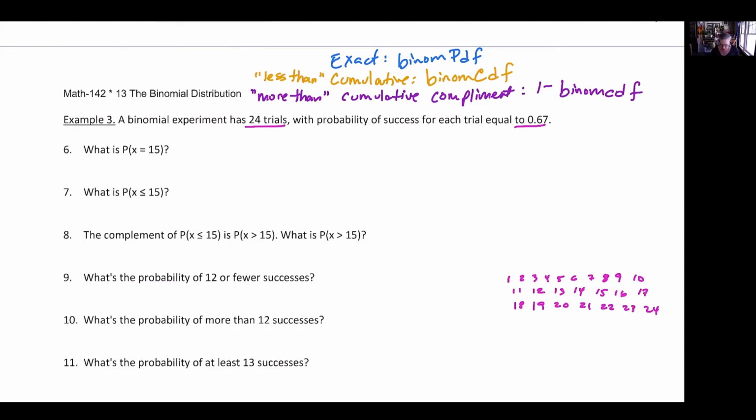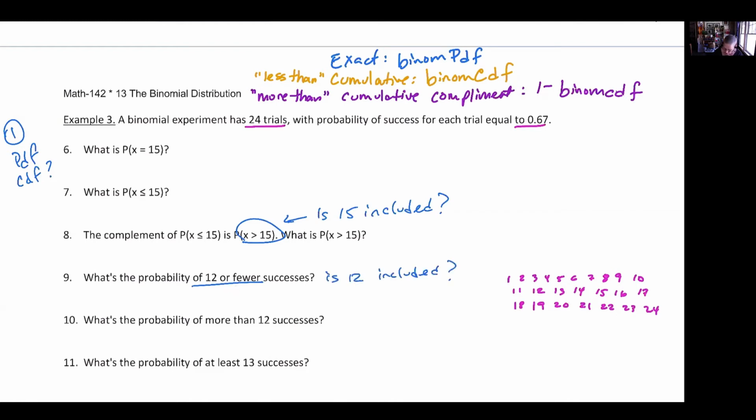So for each of these, we have to ask ourselves, is it PDF or is it CDF? That's the first thing you want to ask yourself. The second thing you want to ask yourself is, is the number I'm told included? When it's written like this, or like this, is 15 included? Here, is 12 included? Same question for number 10. Is 12 included? And for 11, is 13 included? Because that tells us what we're going to be doing. So in number 6, hopefully you see this is an exact, so we're going to use PDF because it's exactly 15.